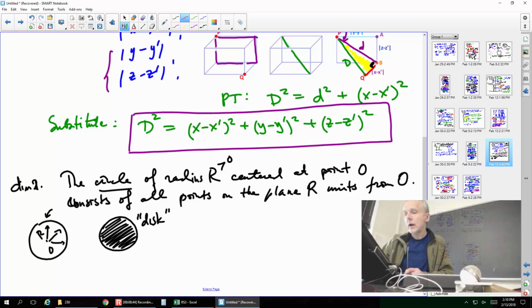Not much different. If I take the same wording but in dimension 3, instead of a circle of radius r, I will be talking about the sphere of radius r centered at a point O, which consists of all points in 3-dimensional space r units from O. The picture is almost the same, except you are not limiting yourself to the plane.